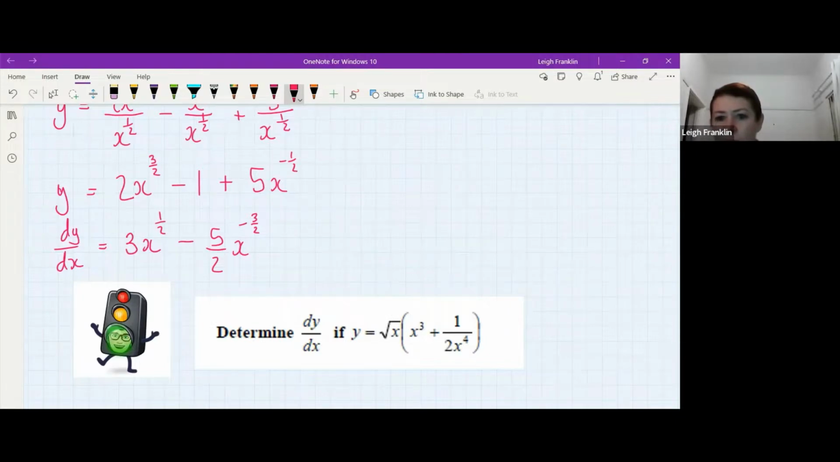Ma'am, could you please explain what you did with the -1? I missed that, ma'am. That's fine. So Kumo, -1 is a constant. So the derivative of any constant is 0. So I'm not going to write 3x to the power of a half plus 0 minus 5 over 2x to the power of negative 3 over 2. If I've got 0 as a term with other terms, then I don't write 0. Does that make sense? Yes, ma'am. Thank you, ma'am. It's a pleasure. Any other questions?